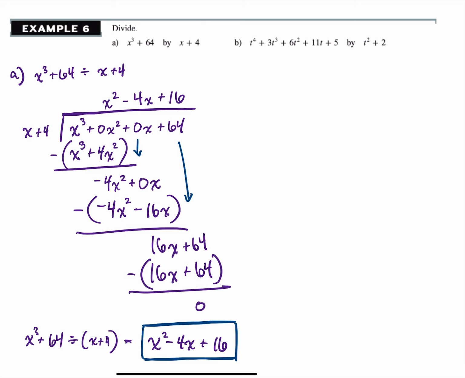So again, here, if you're missing any terms, like we didn't have an x squared term or an x to the first power term, just give placeholders in your division and then continue the process normally.